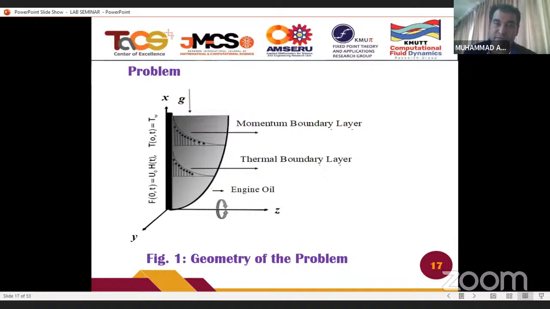So move to the main problem. This is the geometry of the problem. This one is the momentum boundary layer, the first one. The second one is the thermal boundary layer, and the fluid passing through this rotating frame is considered to be engine oil, and the condition at the boundary is constant, and the plate is moving with constant velocity. This is the condition at the boundary, right?